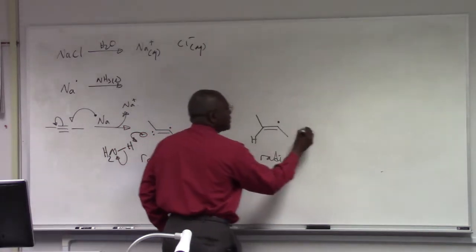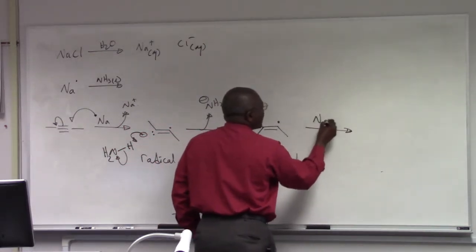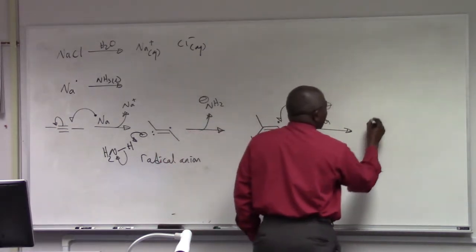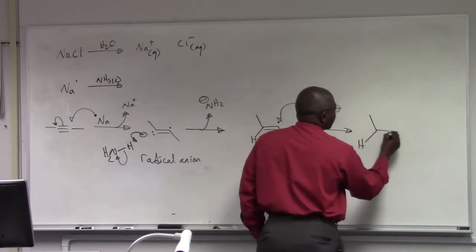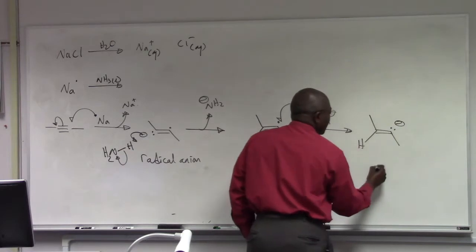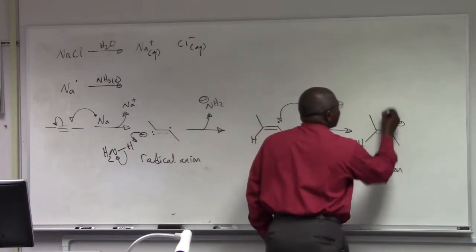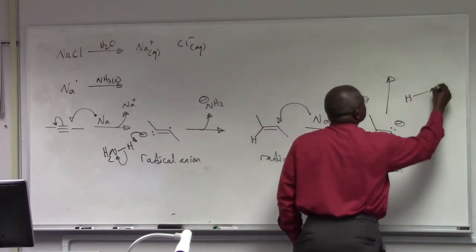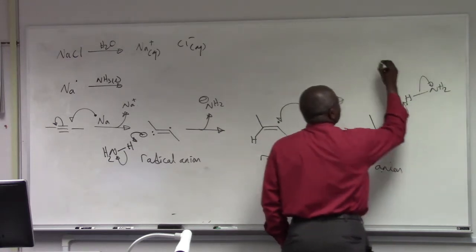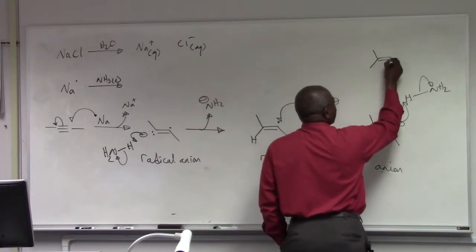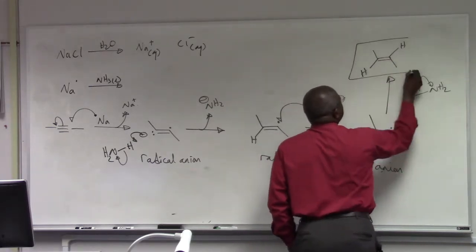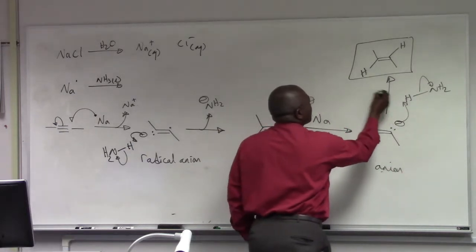Well, the radical is still in the medium which contains sodiums. So the sodium will donate an electron to the radical, and that's going to generate now the corresponding anion. The anion, again, is in a medium containing protons, containing ammonia molecules, which act as proton sources. And so what we'll end up getting then is protonation, and we make our corresponding trans alkene.